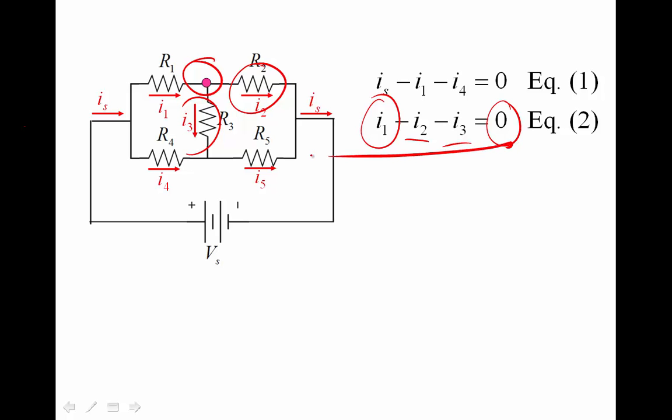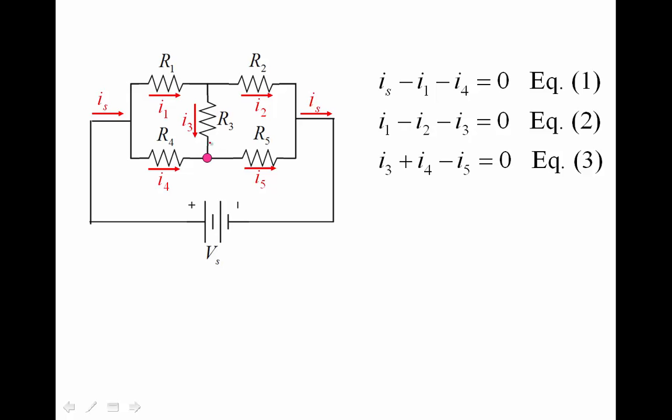So that's equation 2. Let's jump over here to this node right here. We've got I3 coming in, so that's positive. I4 is also coming in, so that's positive also, but I5 is coming out of that junction, so that's negative. So we've got I3 plus I4 minus I5 is equal to 0, and that's yet another junction equation.